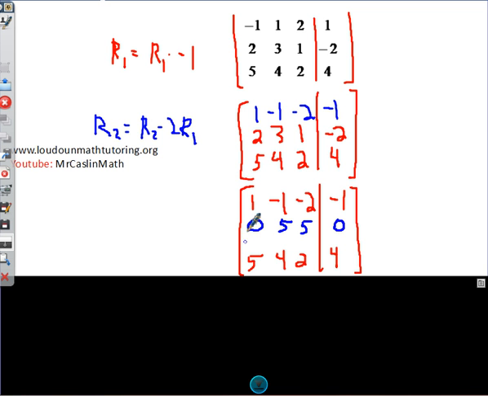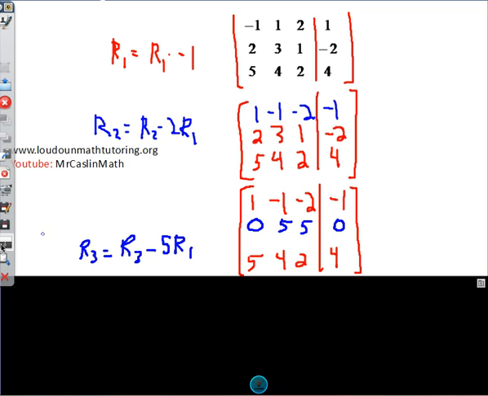Okay, keep going down this first column. Make this one a 0. We'll do kind of a similar approach. We'll say new row 3 is equal to old row 3 minus 5 times row 1.